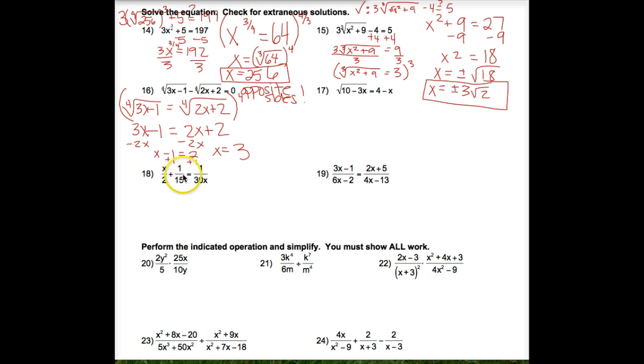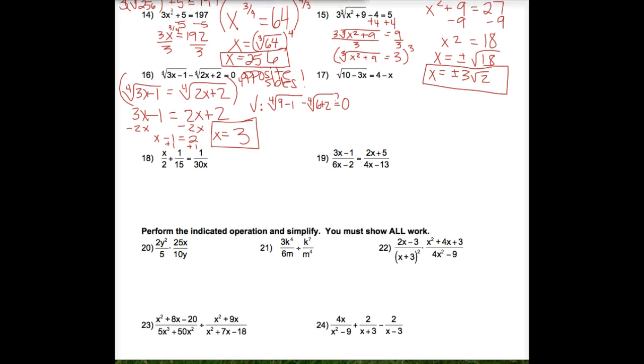So then I'm going to check it. So for my check step, I've got 4th root of 3 times 3, which is 9, minus 1, minus 4th root of 2 times 3 is 6, plus 2, and I'm asking, does that equal 0? Well, 9 minus 1 is 8, 6 plus 2 is 8, so 4th root of 8 minus 4th root of 8 is indeed 0. So x equals 3 is a solution.